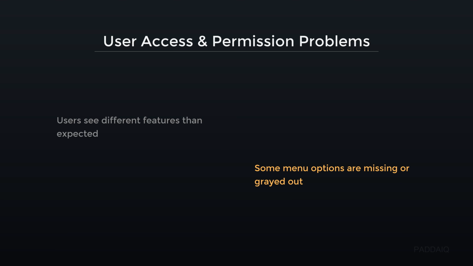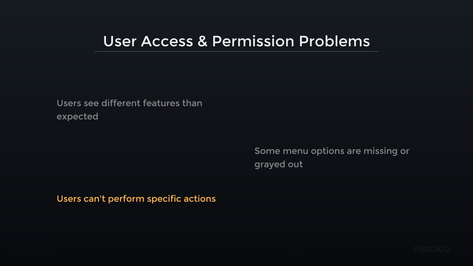Some menu options are missing or grayed out. This means you do not have the necessary permissions to use those functions. For example, you might see the Create Sales Order button is inactive because your role only allows you to view orders, not create them. Always verify your assigned roles to resolve this.